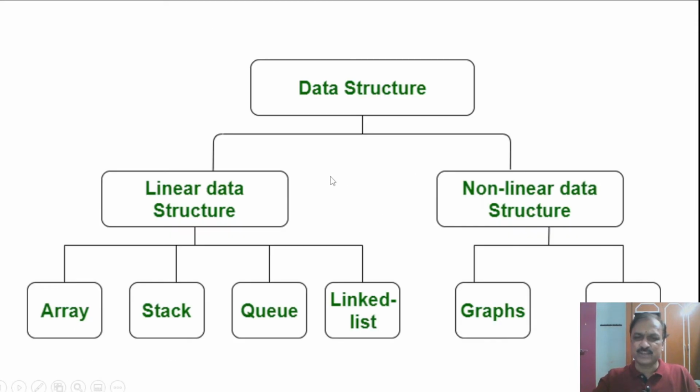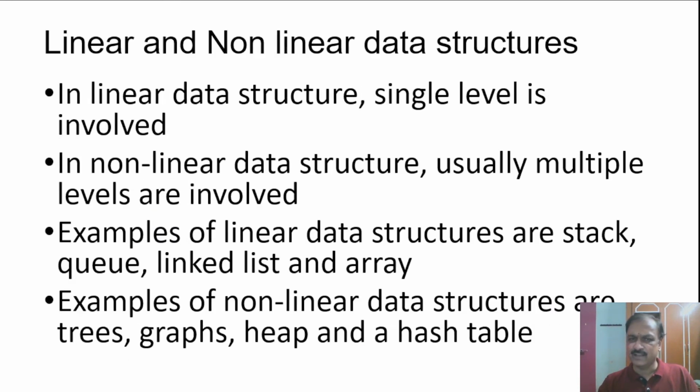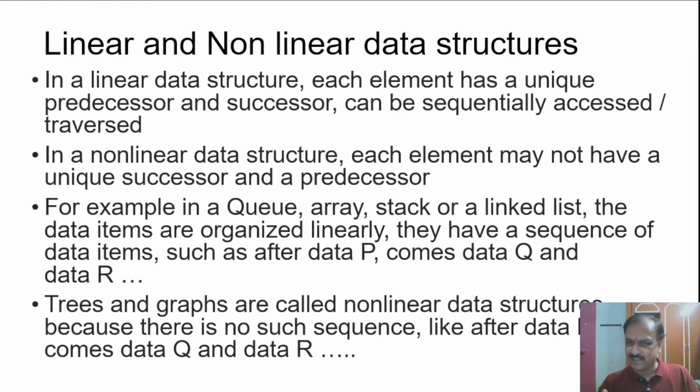This is the classification that we usually talk about. Linear data structures include arrays, stacks, queues, and linked lists. Non-linear data structures consist of graphs and trees, and you can also include the heap and the hash table. They are also non-linear. So the first things that apply for a linear data structure are that they are usually at a single level, and their elements can be sequentially accessed or traversed.